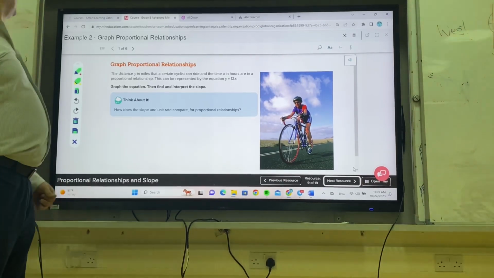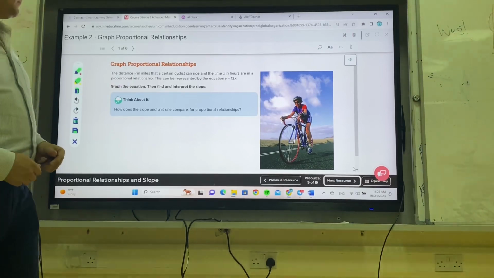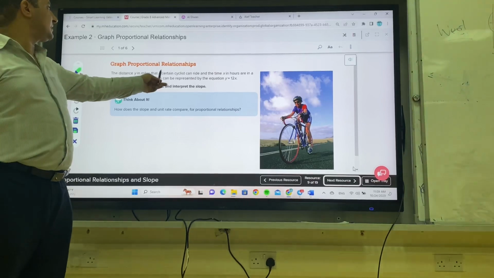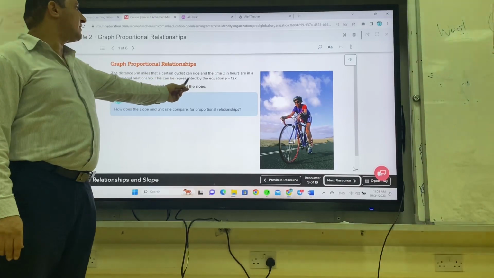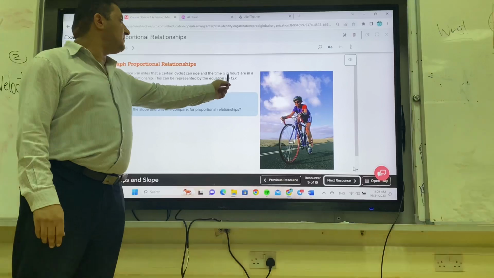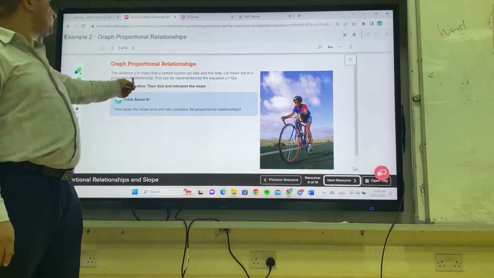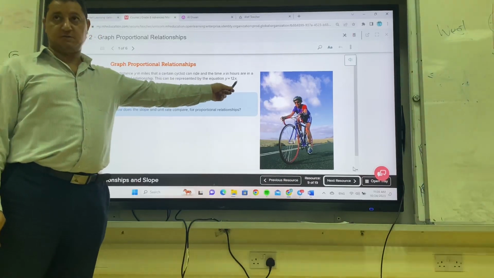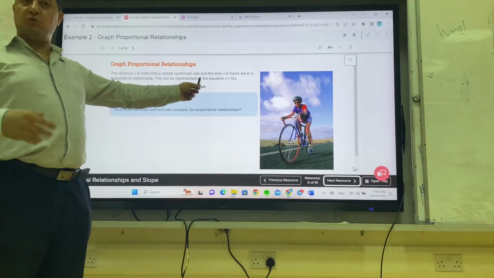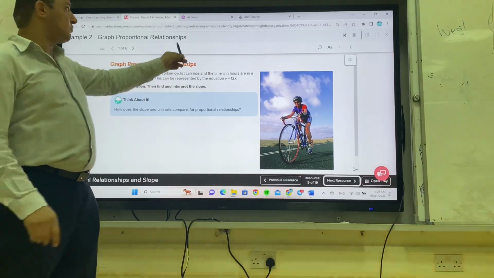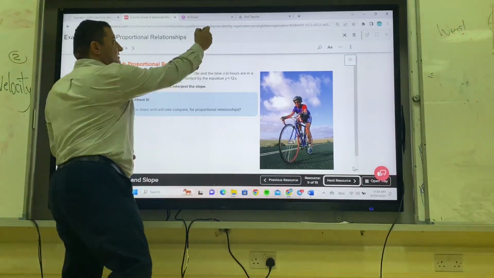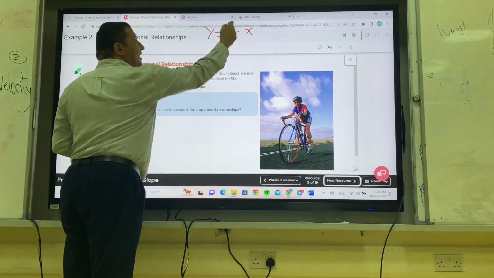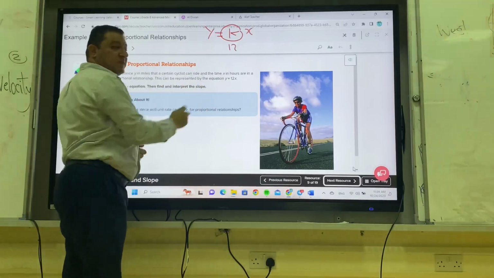Okay, graph proportional relationship. We have an example. It says the distance y in miles that certain cyclists can ride and the time x in hours are in a proportional relationship. This can be represented by the equation y equals 12x. Remember that a proportional relationship can be written as the equation y equals kx. And k here is 12 from the equation.